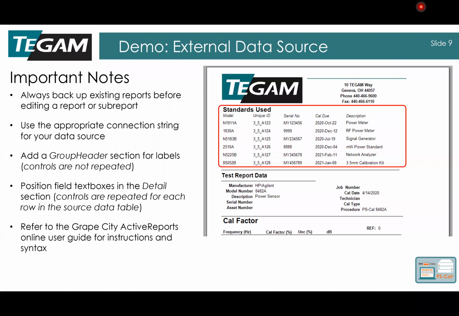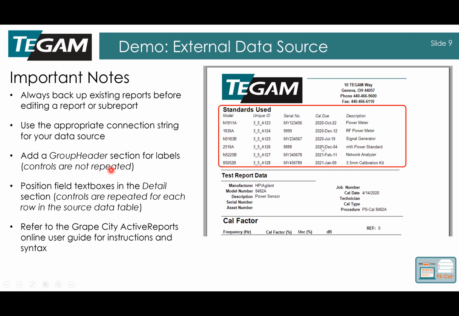Add a group header section for your labels. Remember, the controls in the group header are not repeated on the form, and you can see those right here. Standards used, and all of these: model, unique ID, serial number, cal due, and description.